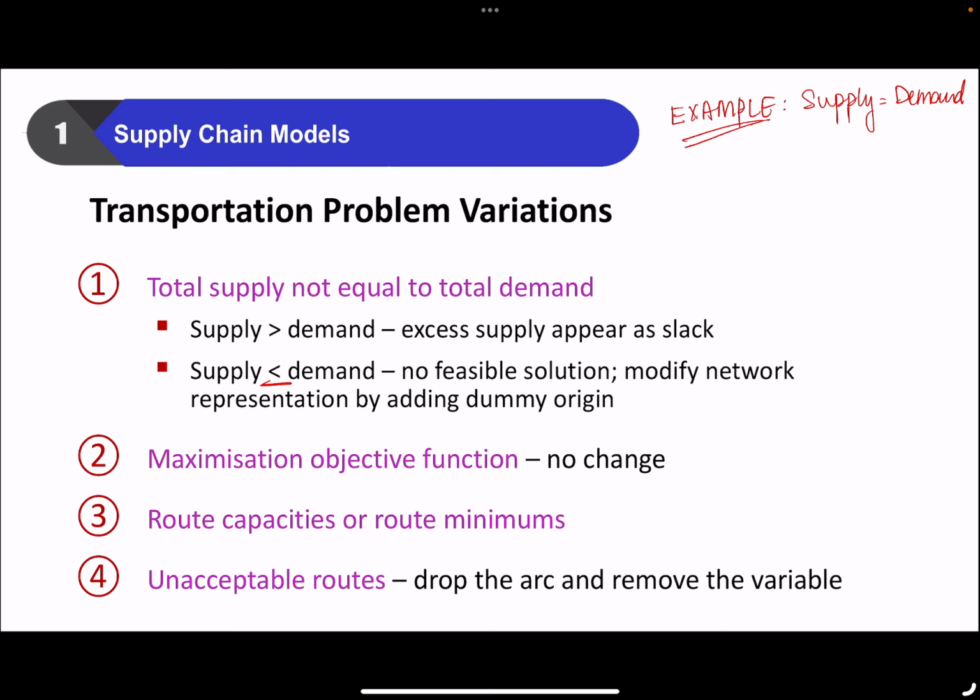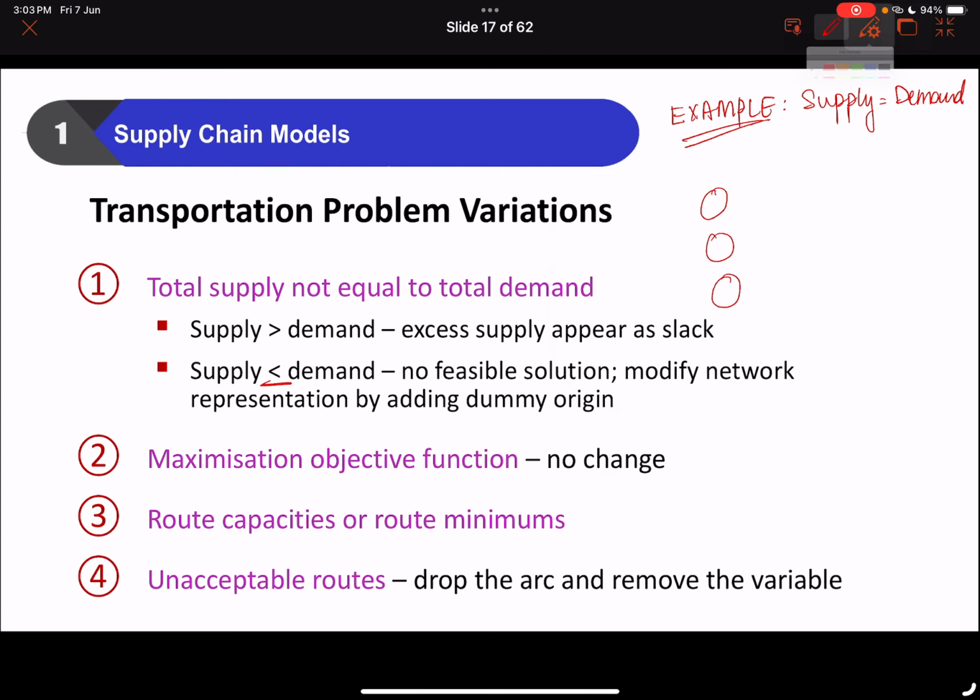So that means when you draw it, you will have a dummy origin, and anything that goes out of the dummy origin will have zero cost. But it will still be part of your transportation model, but it will have zero cost.